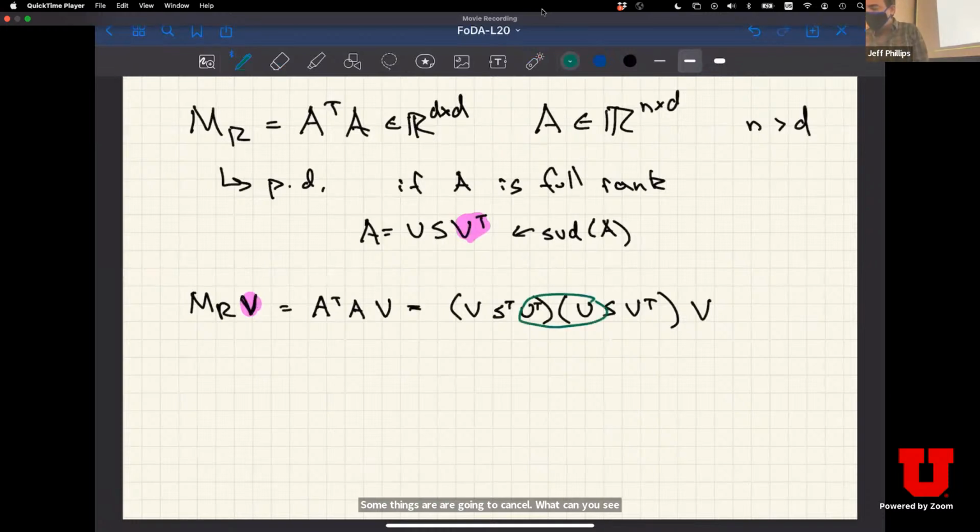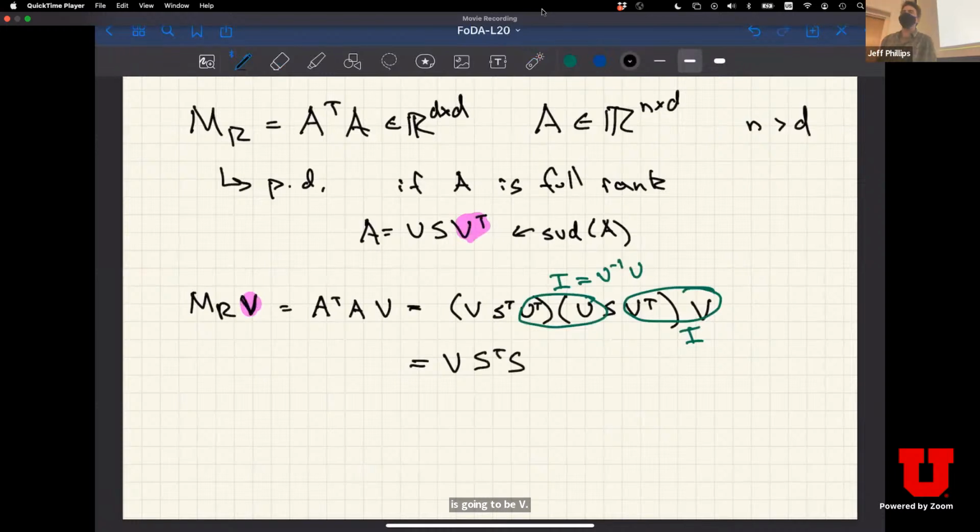These two cancel. This is the identity, because U is an orthogonal matrix, which means U transpose U is U inverse U, right? Because the transpose of an orthogonal matrix is its inverse. So U transpose U is equal to identity. And I also get this here. This is also equal to the identity matrix. So what's left is going to be V times S transpose S.